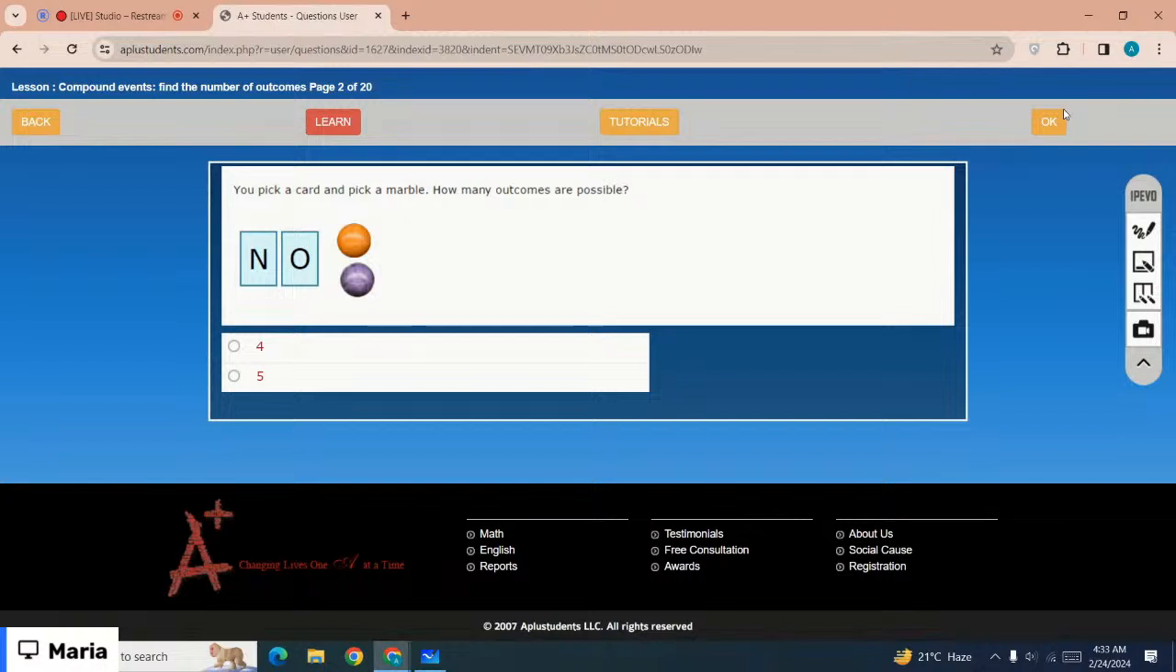The next one is you pick a card at random and pick a marble. How many outcomes are possible? So which is the correct option? For the cards, you have two outcomes, right? And for the marbles, you also have two outcomes. So the total outcomes are 2 times 2. The correct option is 4. The correct option is option number 1.